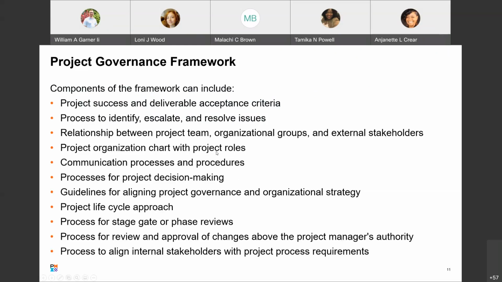project org chart with project roles, communication processes and procedures, processes for project decision-making, guidelines for aligning project governance and organizational strategy, project lifecycle approach, process for stage gate or phase reviews, process for review and approval of changes above the project manager's authority, and process to align internal stakeholders with process requirements.